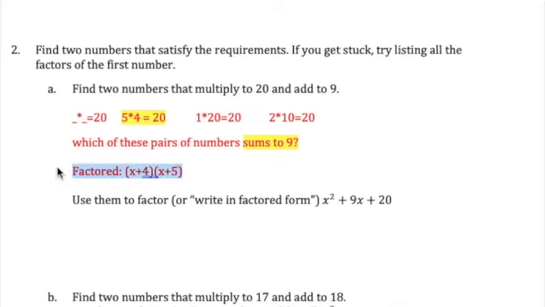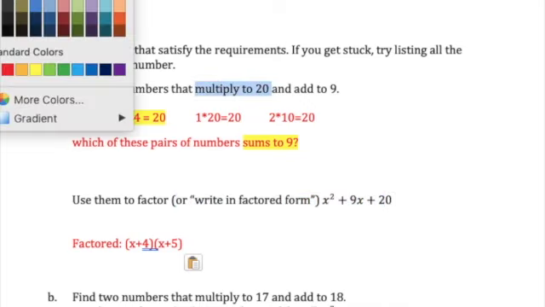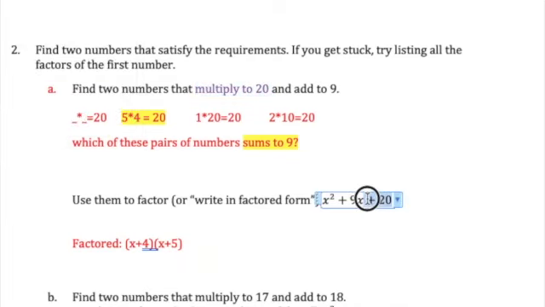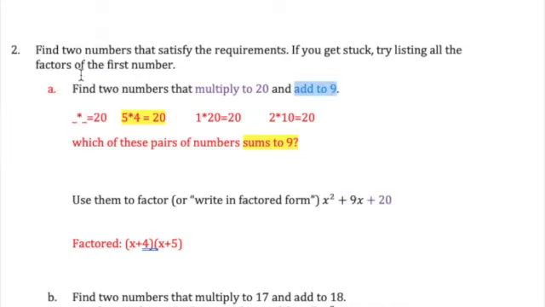So that is actually going to go down here. Use them to factor, or write in factored form, x squared plus 9x plus 20. So again, multiplying to 20, I'm going to put that in purple, and that's going to be that plus 20 right here in purple. And then I'm going to put my "add to get 9" in this beautiful blue right there, and that plus 9x is going to go in that pretty blue as well.